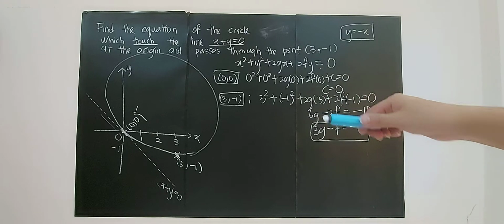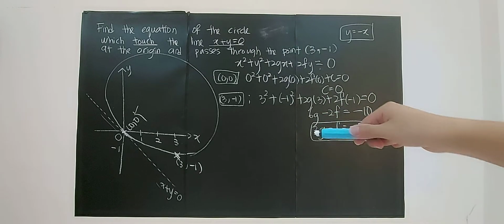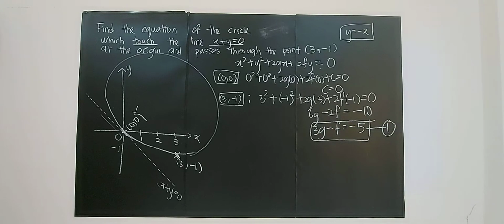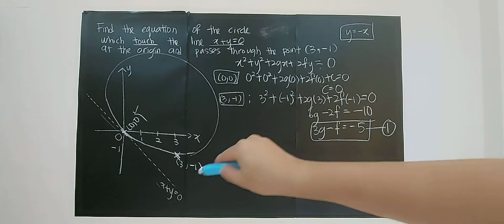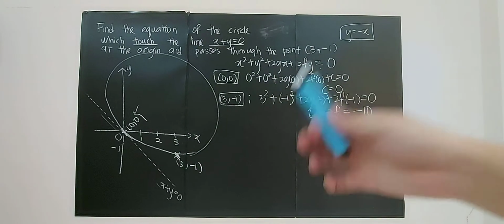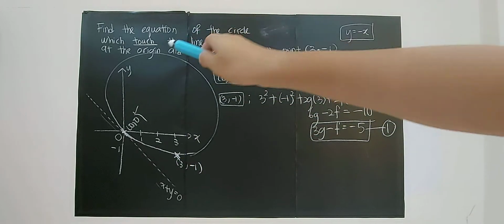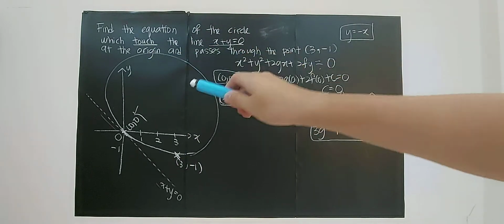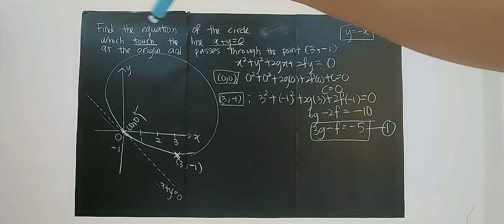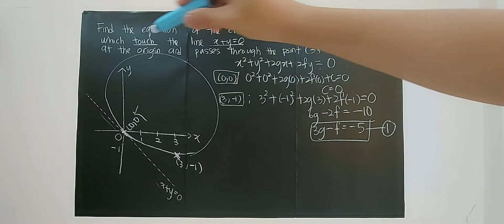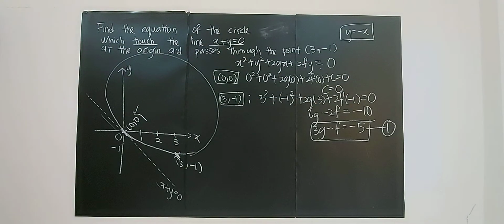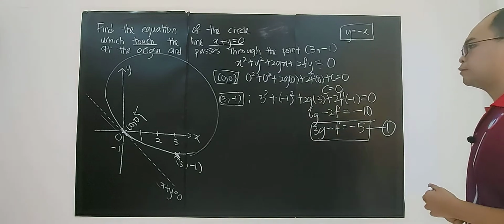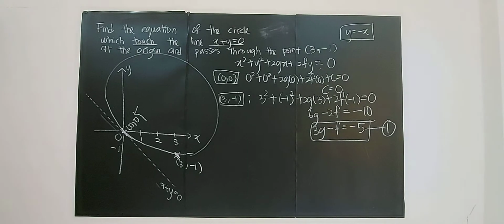Now I need another equation relating g and f so I can find their values. I have used the information of passing through (0, 0) and passing through (3, -1). So where is the other information? Of course, they told us that the circle touches the line at the origin. This is important as the third piece of information. This is where we need to apply the knowledge of tangent and normal in finding another equation of the circle. Let's see how to find that equation.